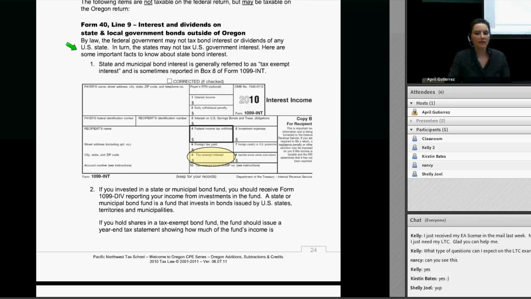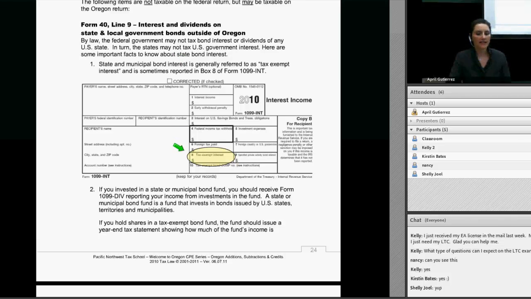State and municipal bond interest is generally referred to as tax-exempt interest and is sometimes reported in Box 8 of Form 1099 INT. Well, it certainly is supposed to be reported in Box 8 of 1099 INT, but if you're dealing with bonds, which are reported through mutual funds that invest in state bonds, then you're going to get a 1099 DIV, and at this point 1099 DIV does not display tax-exempt income real well, so you have to get the tax-exempt income by flipping through the tax documents or the year-end statements.